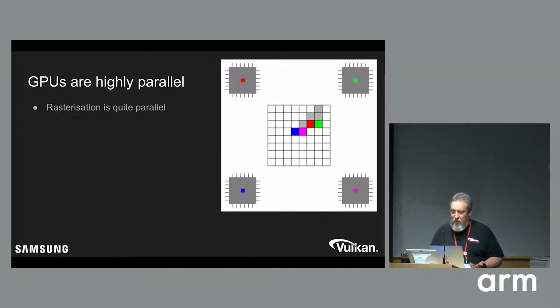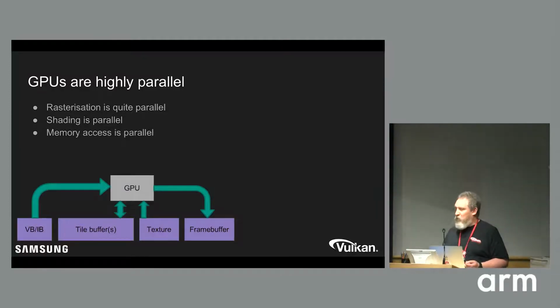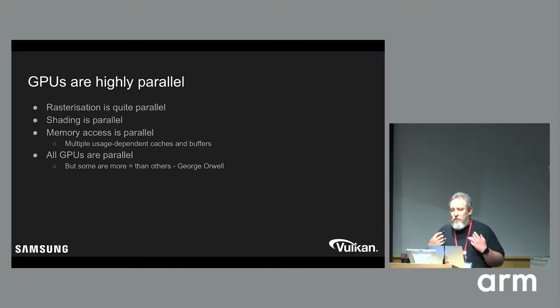So what are we talking about with parallelism? Well, determining which pixels are covered by a triangle happens in parallel, usually more than 4, but I'm trying to do simple diagrams here. The shading happens in parallel. What's happening with memory happens in parallel. There are multiple buffers and caches normally used in order to keep a GPU running quickly, and they all have separate memory transfer going on to them. So in summary, all GPUs are parallel. Now, obviously, mobile GPUs aren't as parallel as the enormous lumps of silicon that you have on a desktop with a fan connected to it, but they are still very parallel devices these days.